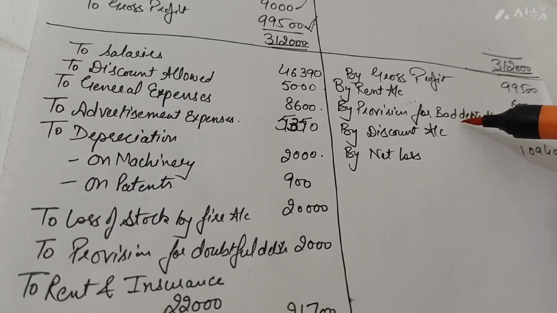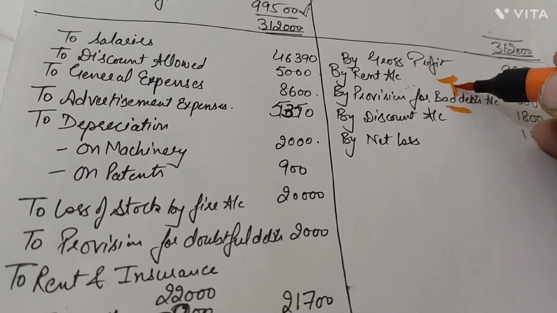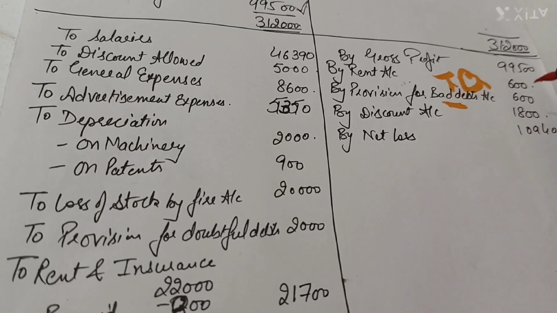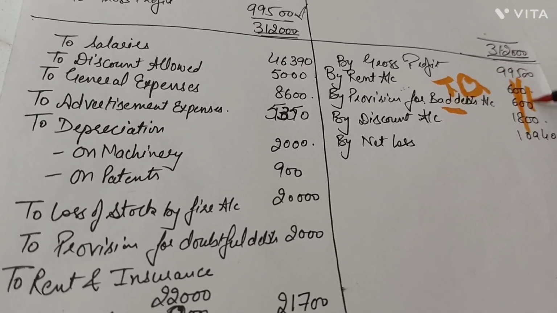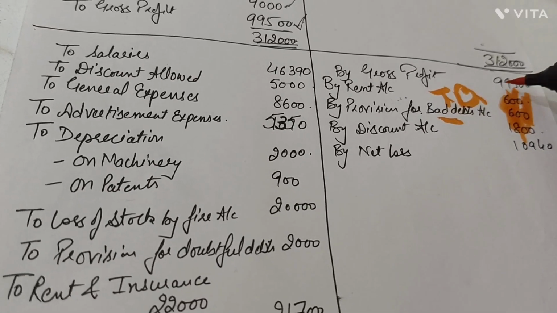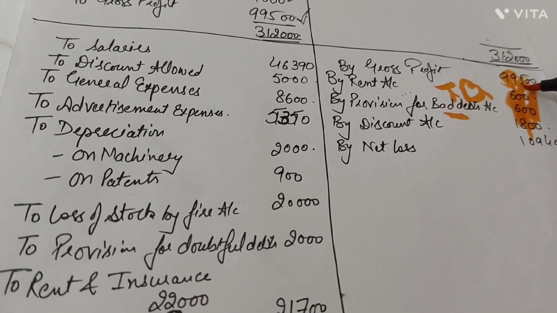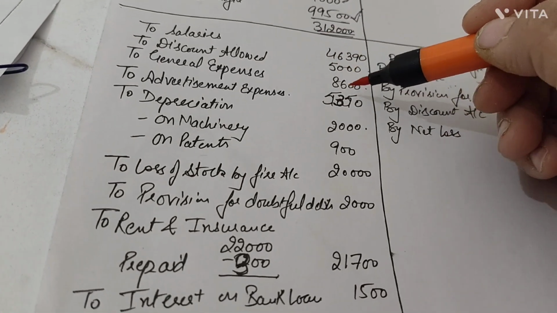What about the provision for bad debts? These are those provisions which were given in the trial balance, we took on the credit side of the account. So all these three things were given to us in the question, and we took the GP on this side, right? Now from that we took our salaries, discount allowed, journal expenses.